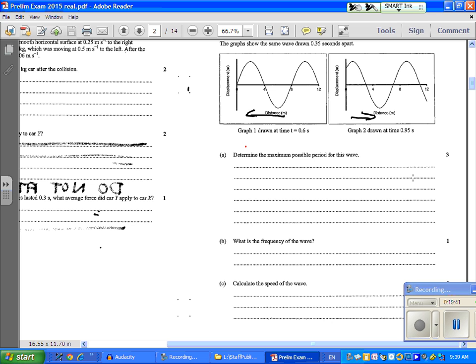Otherwise, there wouldn't be a maximum possible period for the wave. There'd just be a period for the wave, right? And to give you enough information for you to have to work it out. Now let's imagine that the wave is moving to the right first up. So in the first situation, moving right.